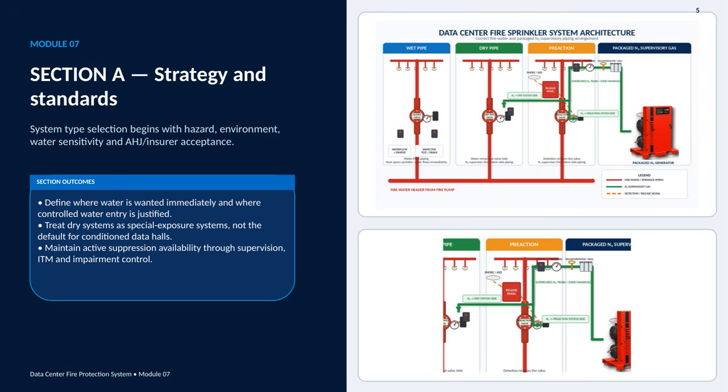Finally, we'll look at how to keep active suppression available when it is needed. That requires effective supervision, inspection, testing, and maintenance, along with disciplined impairment control. In other words, protection is not only about selecting equipment. It also depends on keeping the system monitored, maintained, and ready to operate. The goal is a defensible strategy that balances suppression performance, water concerns, and operational acceptance.